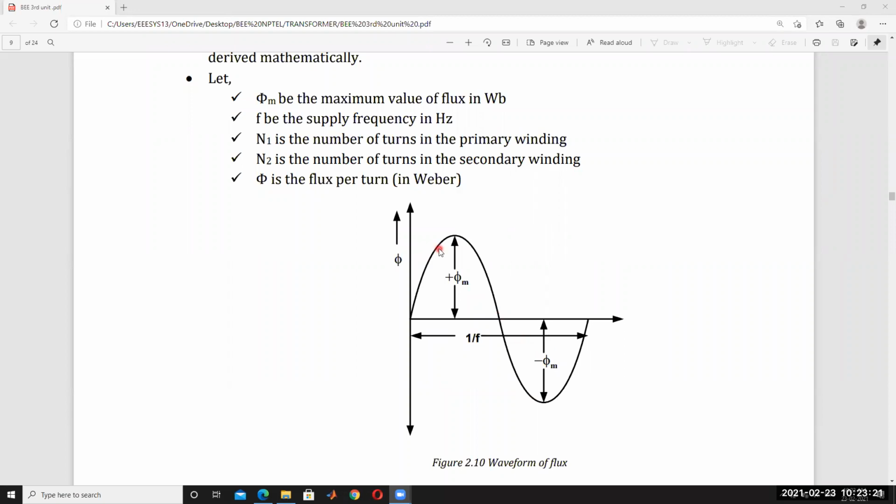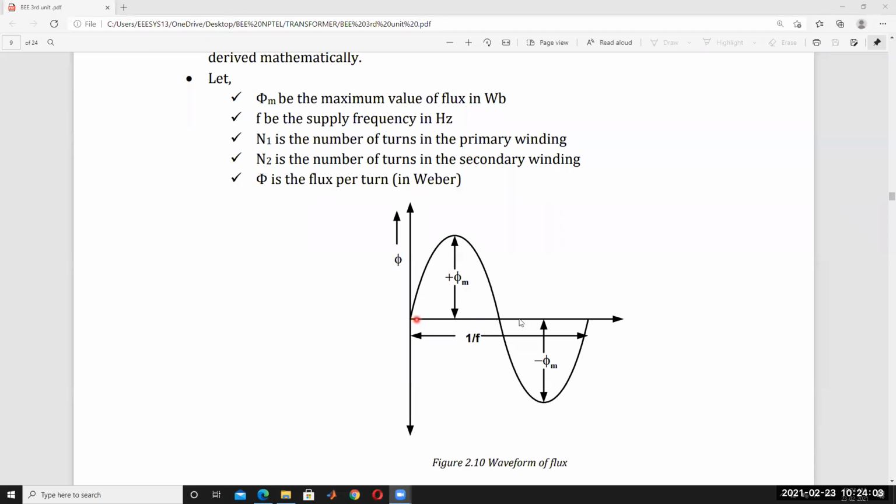The resultant flux in the transformer is constant under no load and full load. Even when operating at full load, the flux in the transformer core is constant. That's why the transformer is called a constant flux device. It is also called a constant frequency device and a constant power device. So these are the different concepts: constant frequency, constant flux, constant power. The maximum value of the flux is called phi m.